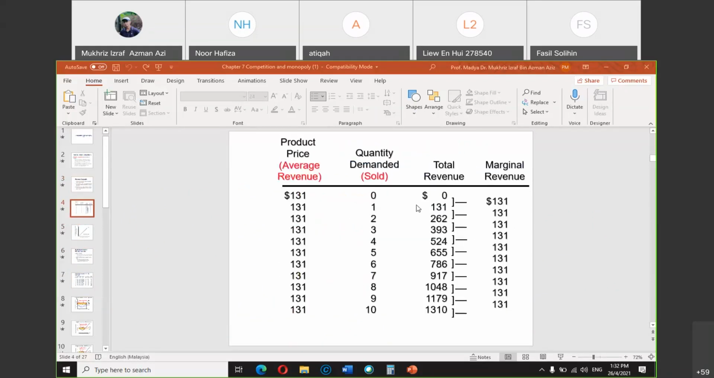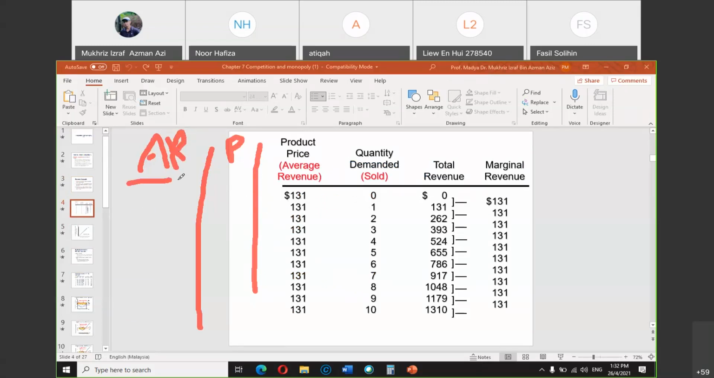If you look at this slide here, the firm can only sell at one price. So in this example, maybe you want to add one more column here. Or if you want, you can split this into separate columns, price as one column and average revenue as another column. But both will be the same value, meaning price is 131 and AR is also 131. Now let's say the price is $131.